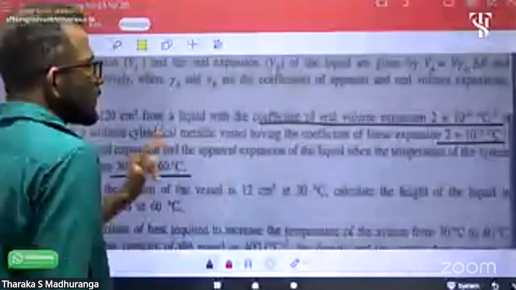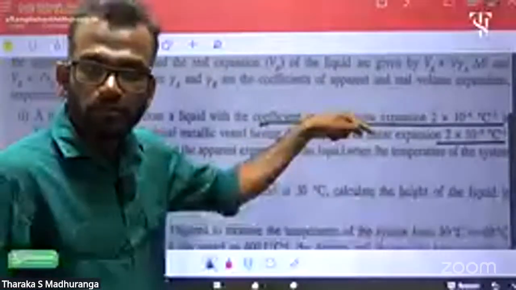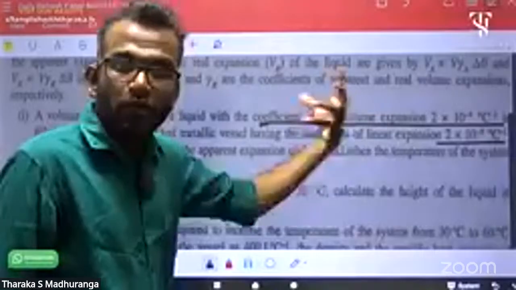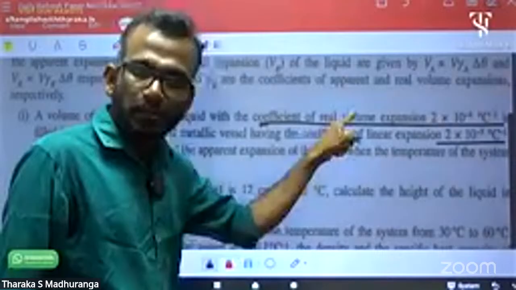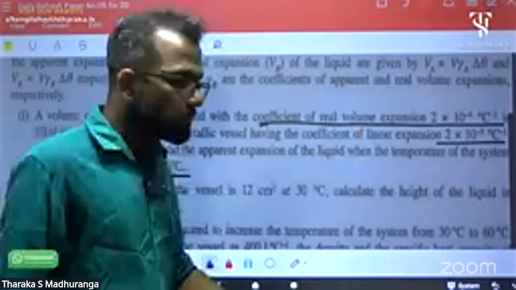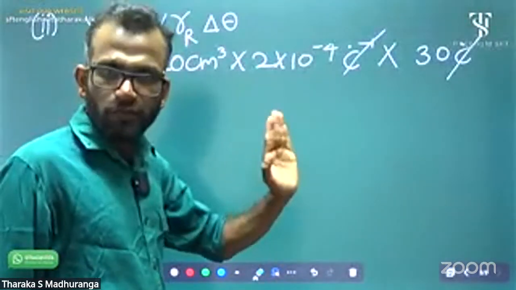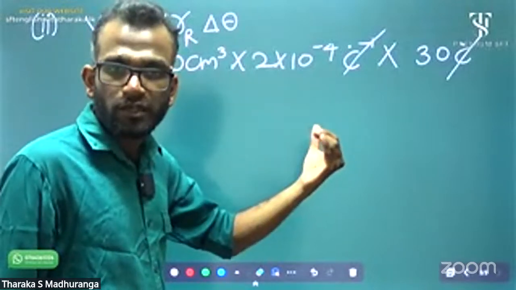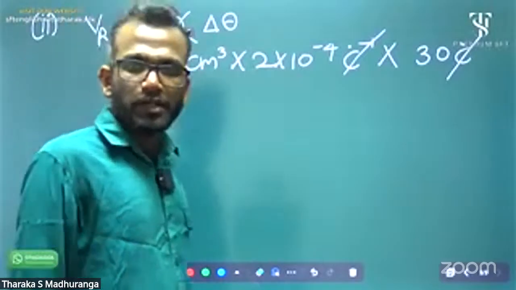The volume expansion coefficient is given. Coefficient of volume expansion. We are calculating real volume expansion. The volume expansion coefficient is given, so this value you don't need to multiply by 3. Don't misunderstand. Understood? It's the volume expansion coefficient. Why would you need to multiply by 3 when it is already gamma?